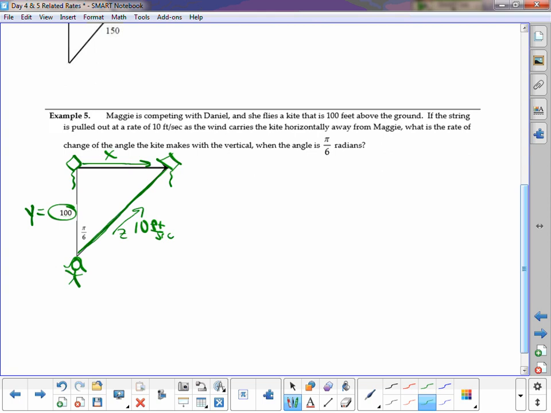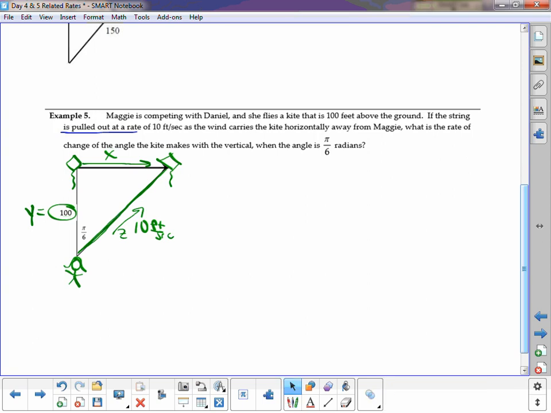Questions on the setup? Question of the 10 feet is for the hypotenuse. Great question. So it's because it says if the string is being pulled out, so this is not the string. The string is going from Maggie down here to the kite. So as the kite's moving along, the string's going to keep getting further and further. So the string is being increased at 10 feet per second. It's not that the kite is being blown at 10 feet per second.